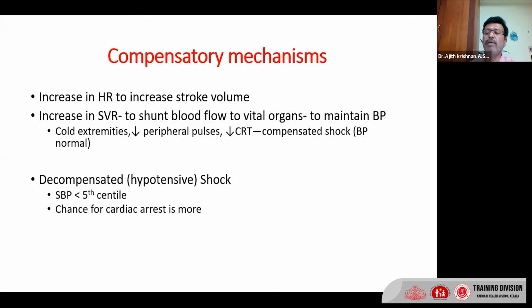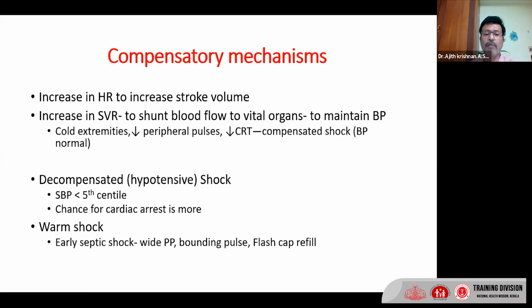Decompensated is when the BP also comes down. So systolic BP less than 5th centile, and that is what I told in the previous slide. Less than 5th centile, it's a decompensated shock. The importance is that you should not allow a compensated shock to become decompensated, because the chance for cardiac arrest is more in a hypotensive shock.